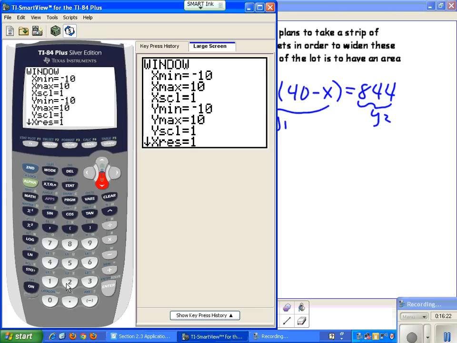So I'm going to go ahead and change my x maximum to just 100. If we need to make it larger, we can. And I'm going to go to my y maximum. Since it's 844, I'm going to go to 900. And then hit graph and see what happens.